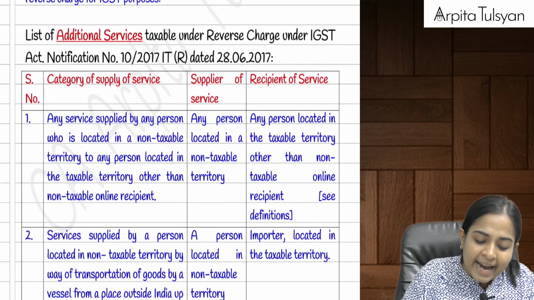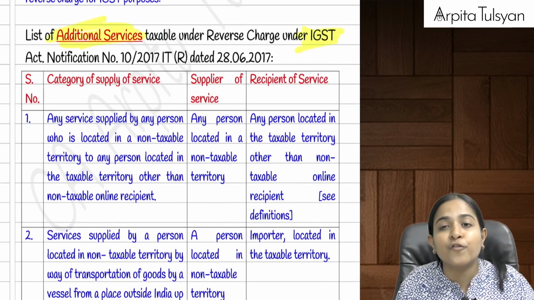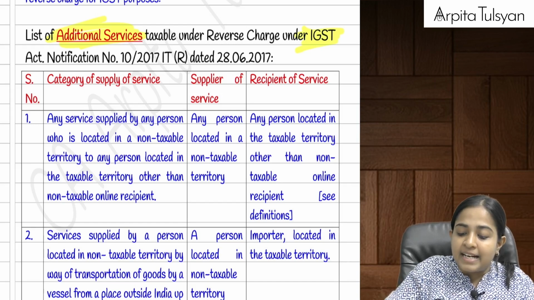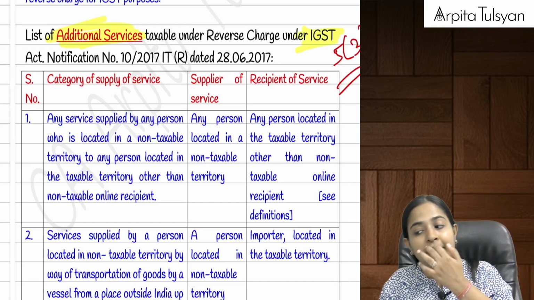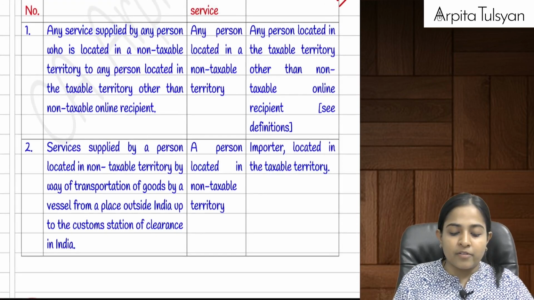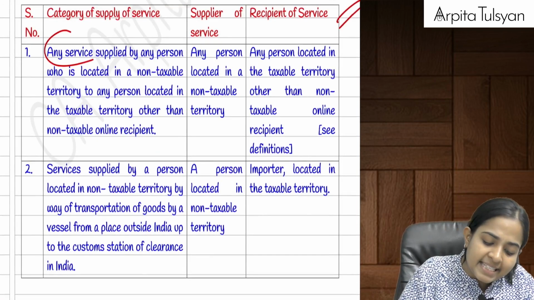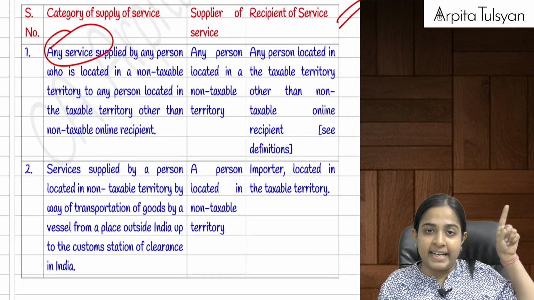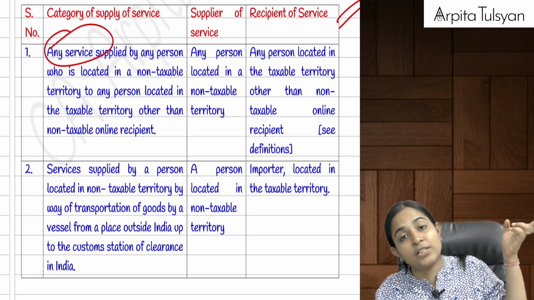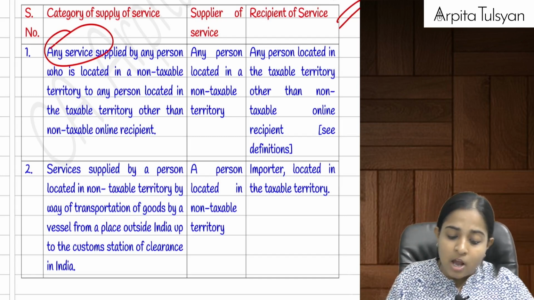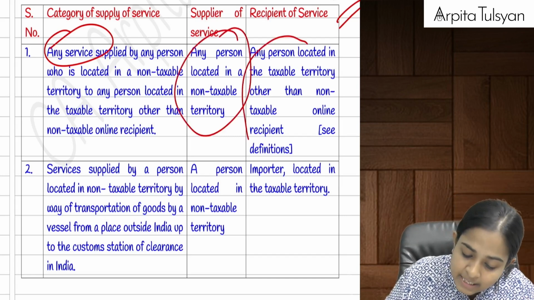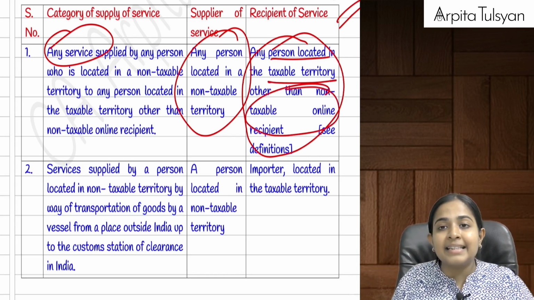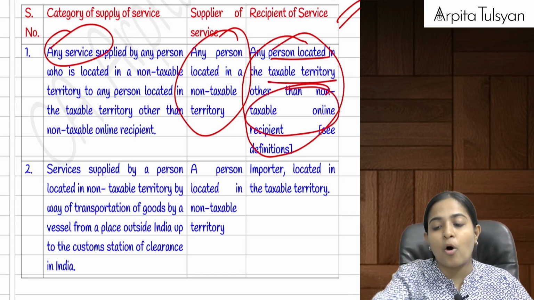Now, there are some additional services only from the point of view of IGST. So, now can you give me the section number? List of additional services under IGST means these are some additional services under section 5(3), only 2 services. First one, any service provided by a person located in a non-taxable territory, any person situated outside India, importation of services, and the recipient of the service is any person located in the taxable territory but other than an NTOR, non-taxable online recipient.